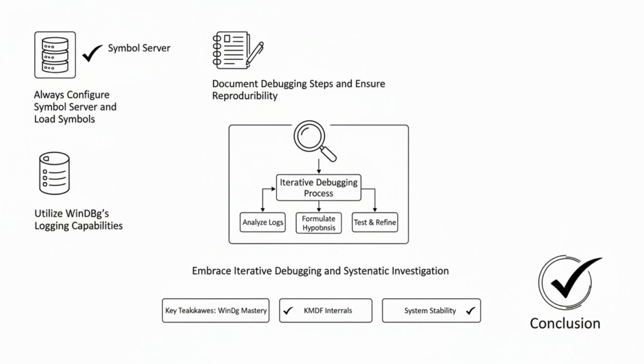Secondly, cultivate the habit of documenting your debugging steps and findings. Reproducibility is key. If you can consistently reproduce a bug, you're well on your way to fixing it. Thirdly, leverage WinDbg's logging capabilities to capture command outputs for later analysis, particularly when dealing with intermittent issues. Finally, remember that kernel debugging is an iterative process requiring patience and systematic investigation.